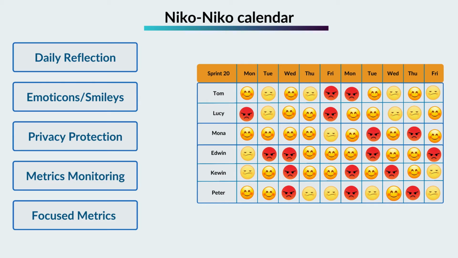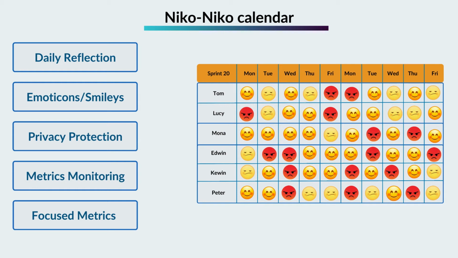Privacy protection: to protect privacy and anonymity, team members are assigned numbers or other identifiers instead of using their names. This ensures that team members can express themselves honestly without fear of judgment. Metrics monitoring: the Nico Calendar helps in monitoring key emotional metrics within the team. These metrics can include team morale, stress levels, and overall well-being.